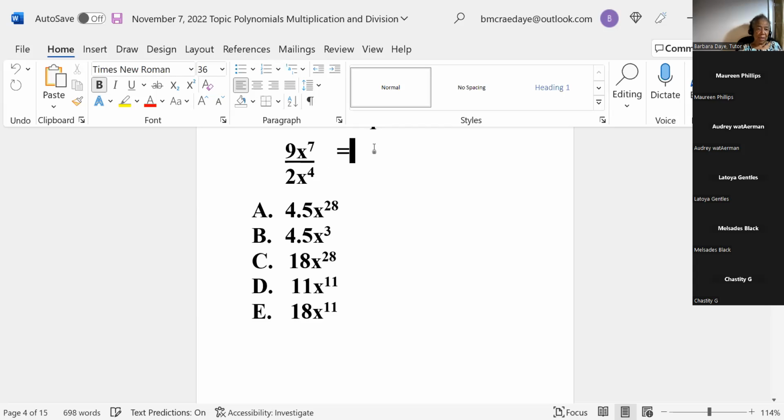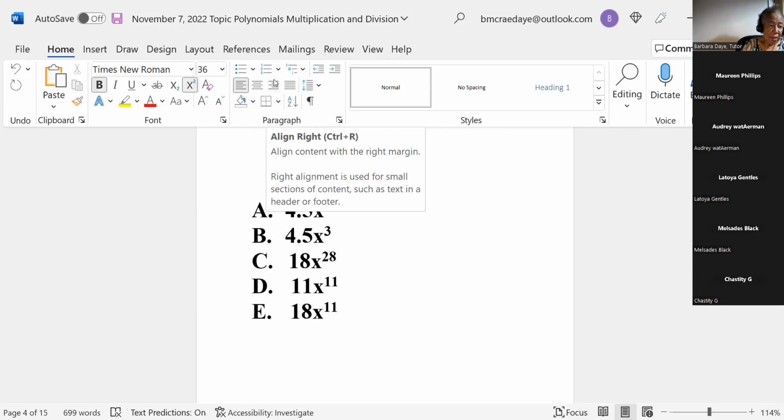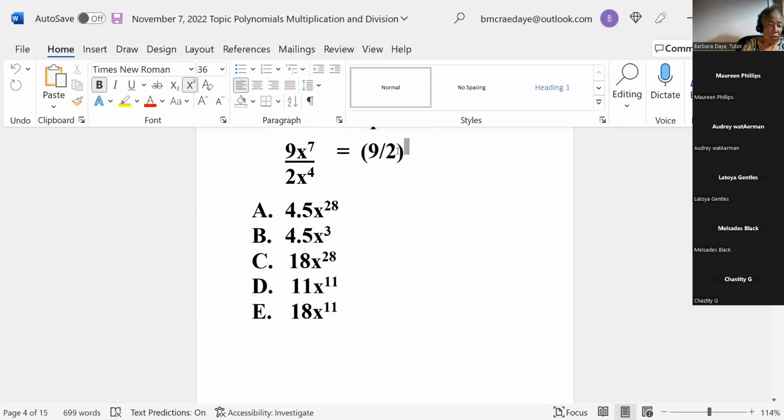And this would be, I'll just put it here, 9 over 2. And now this would be what? 7 over 4. Wait just a minute. 9 over 2. And this would be x, that's the variable. And that would be what? 7 minus 4, because you subtract. So let's just put 7 minus 4. And what is that equal to, Maureen?